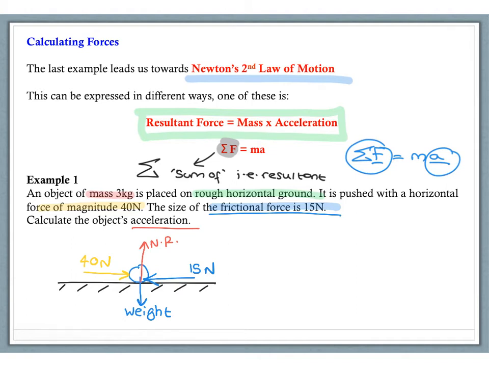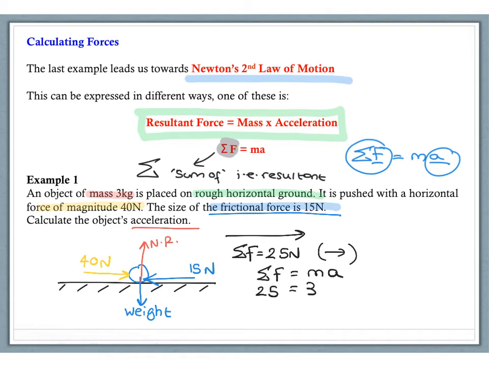So we need to make sure we think about which direction things are happening in. So if we look at what's happening, we've got 40 newtons to the right, 15 newtons to the left. So overall, that is a resultant force of 25 newtons. So resultant force equals 25 newtons going left to right. We know that the resultant force is equal to the mass multiplied by the acceleration. So 25 is equal to 3 multiplied by acceleration. So the acceleration of this object is 25 over 3 meters per second squared.